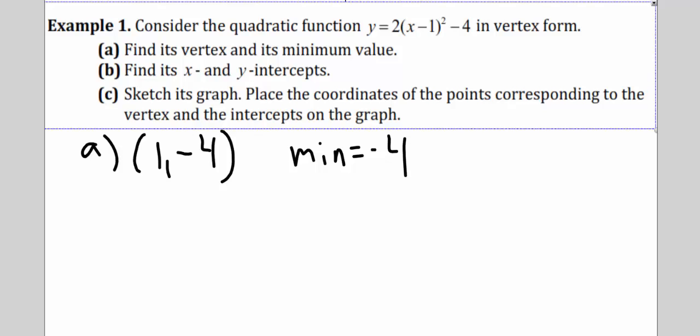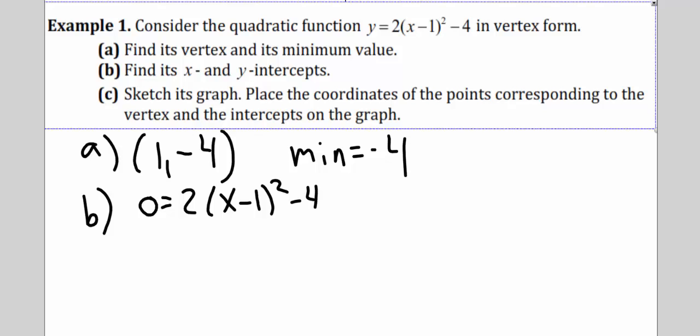So now if we want to find the x and y intercepts, all we have to do there is plug in 0 for y and solve for x, and that'll tell us what our values are for our x-intercepts. And then we'll do the y-intercepts same way, except plug in 0 for x. So I'm going to start off plugging 0 for y. Get 2 times x minus 1 squared minus 4. So I got to work backwards in the order of operations. So I'd start off by adding 4.